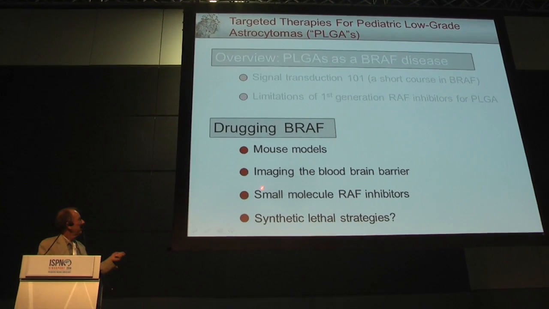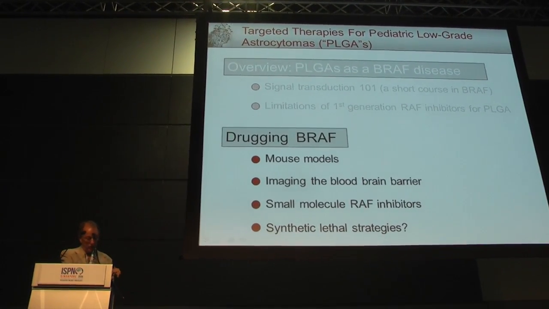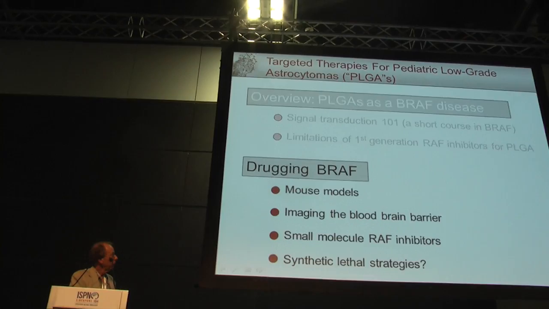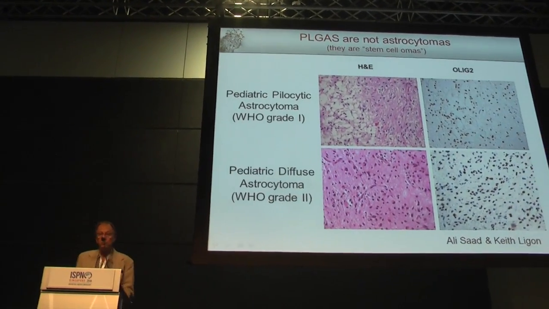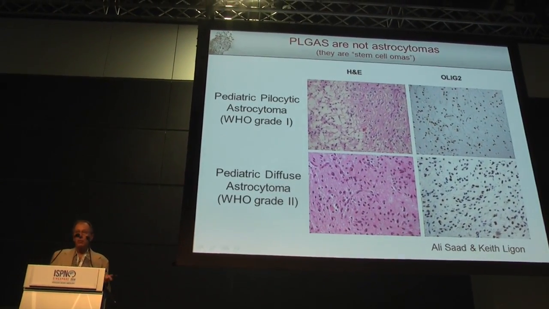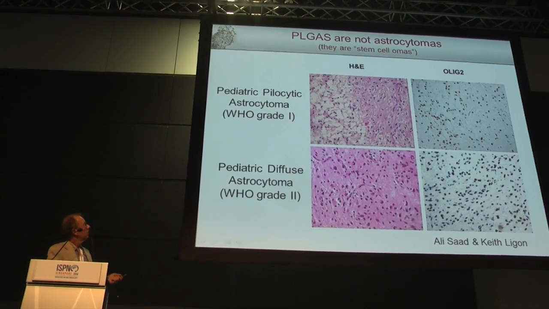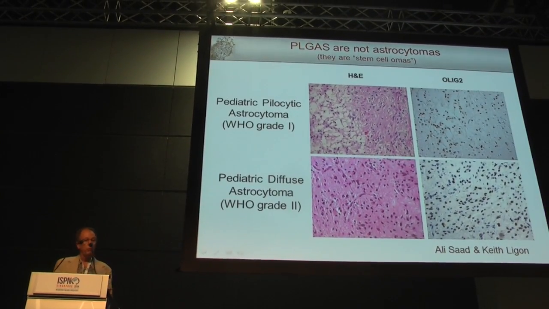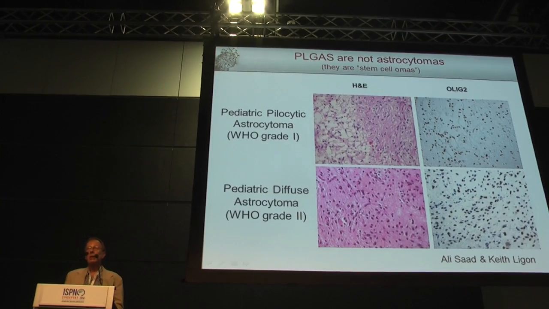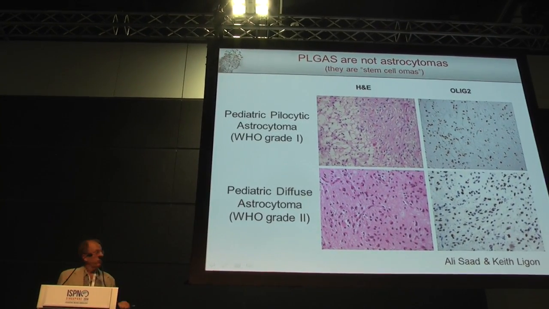So here is what we've been doing about all of this in my laboratory. To start with, mouse models. Now, the first thing we need to talk about in mouse models is that pediatric low-grade astrocytomas are not astrocytomas. They are stem cell omas.